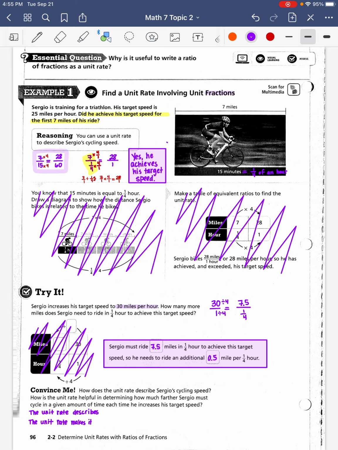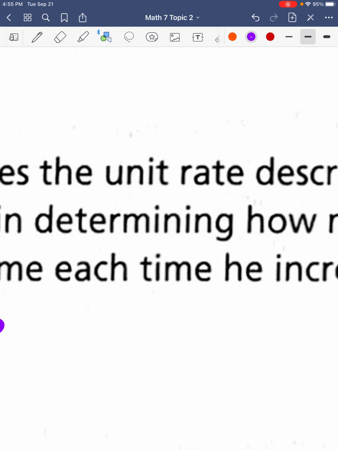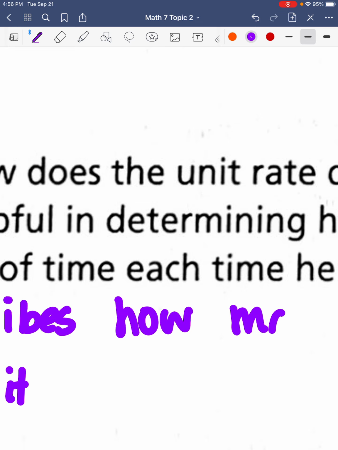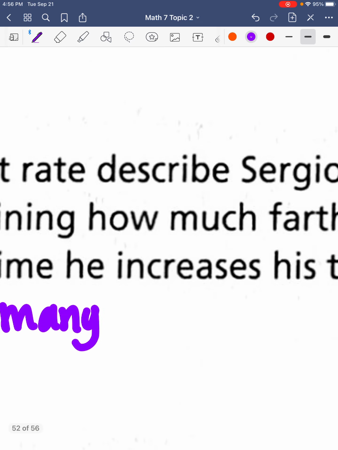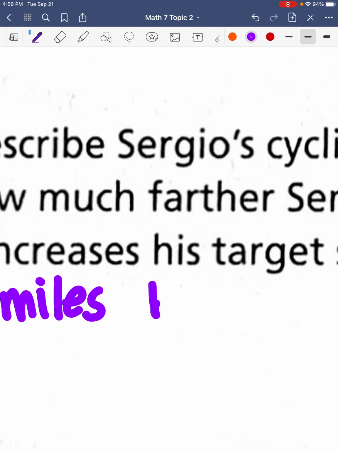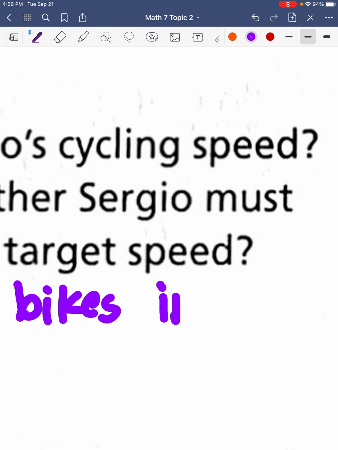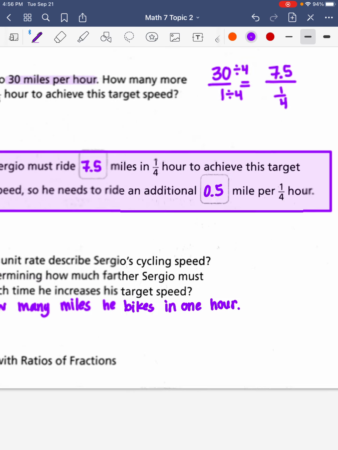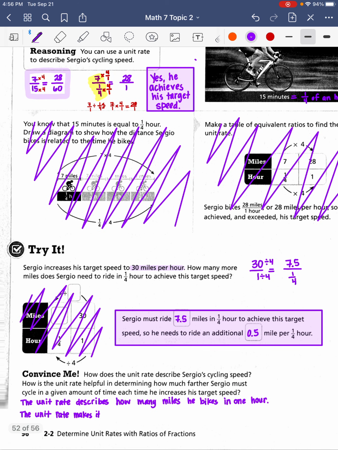The unit rate describes how many miles he bikes in 1 hour.